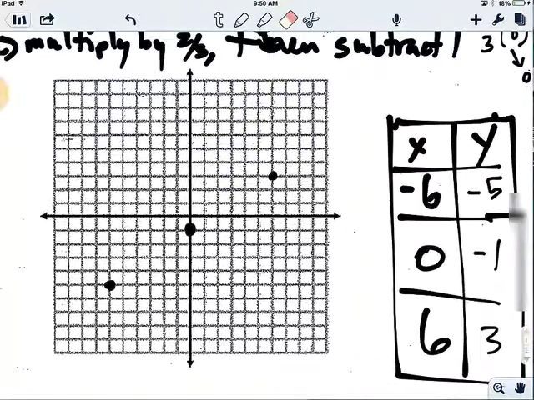And so I have those 3 points, and I'd be able to draw a line through them as best I can, and I've graphed the function. So that's one way to go about it. You can just figure out some outputs for the inputs and then graph it.